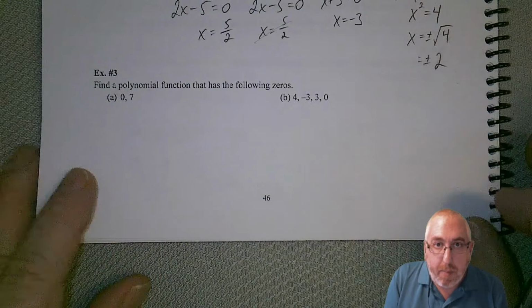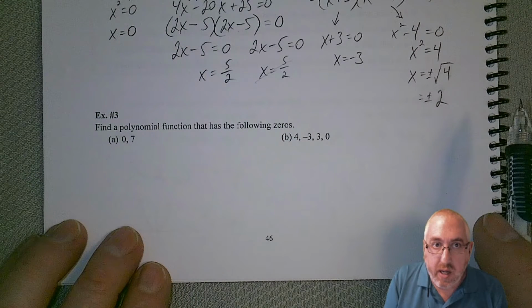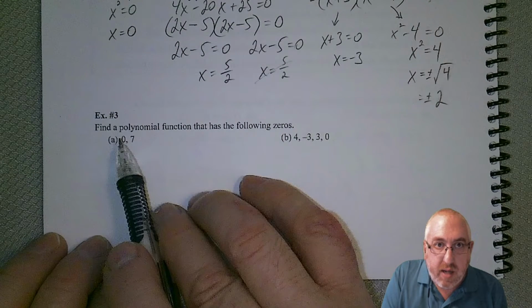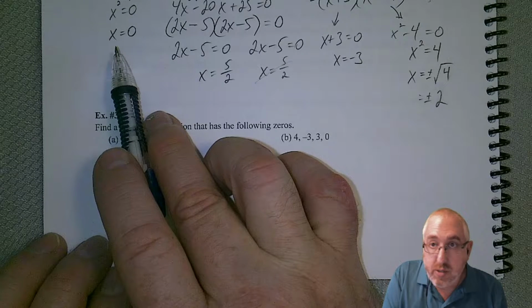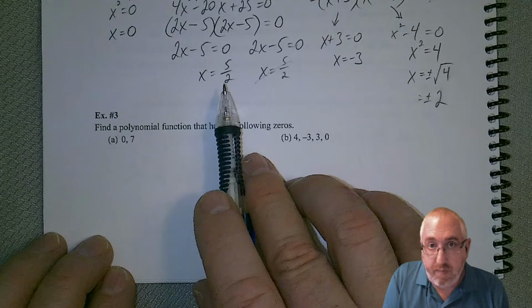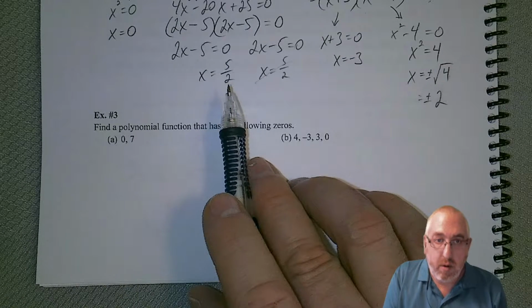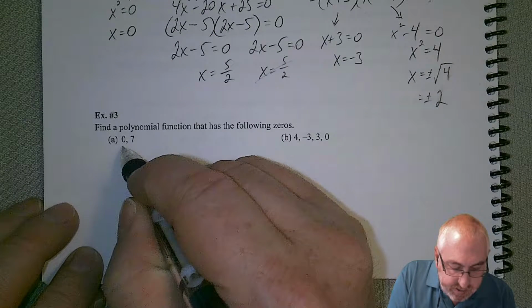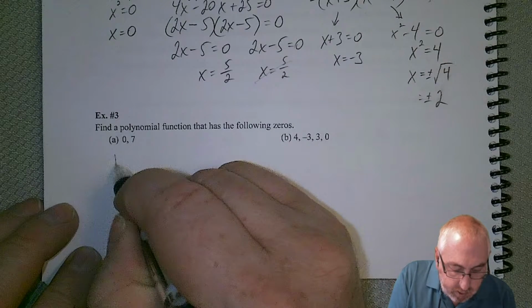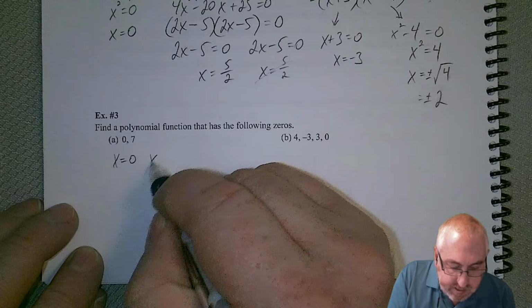Now, looking up above, we can get a little bit of a clue on how to proceed. In this case, we did have x equals 0 as one of the zeros, and we also had a zero of 5 halves. But what you can do is think of it in reverse. If I know that 0 is one of my zeros, I could say, okay, that means x equals 0, and then we got x equals 7.